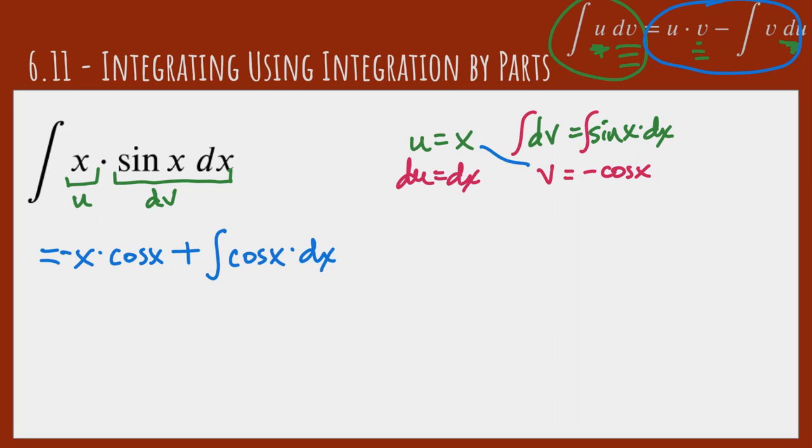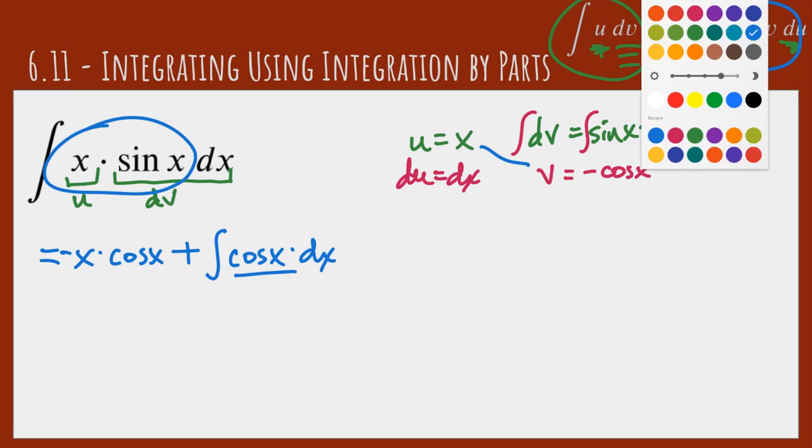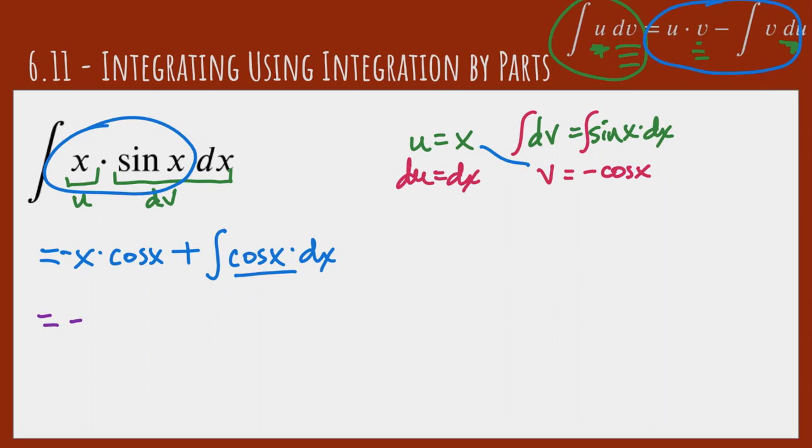Now, notice that we still have an integral in our expression. However, where we had a product up here in our integrand, now we just have cosine of x. And that is an antiderivative that we can evaluate very easily. So we have negative x cosine of x. And then we take the derivative of sine to get cosine. So it's going to be plus sine of x.